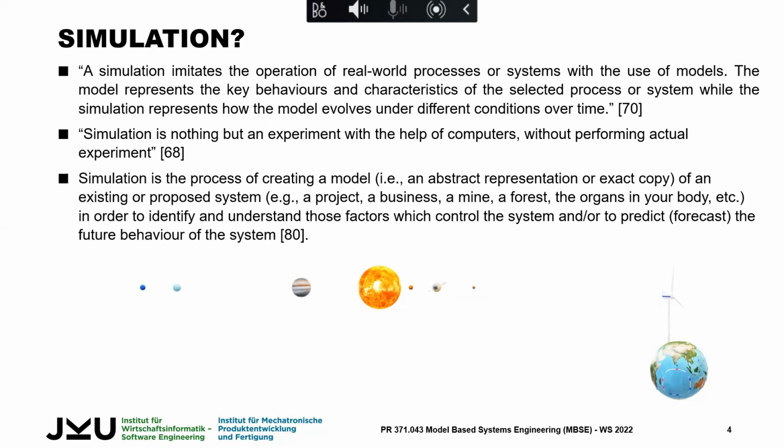This includes what we are doing normally in a simulation. We create models, then we try to see the behavior, and the outcome is normally that we try to predict and we try to make some decisions.